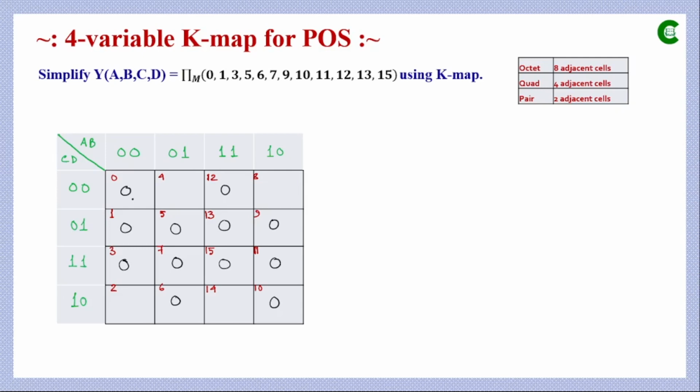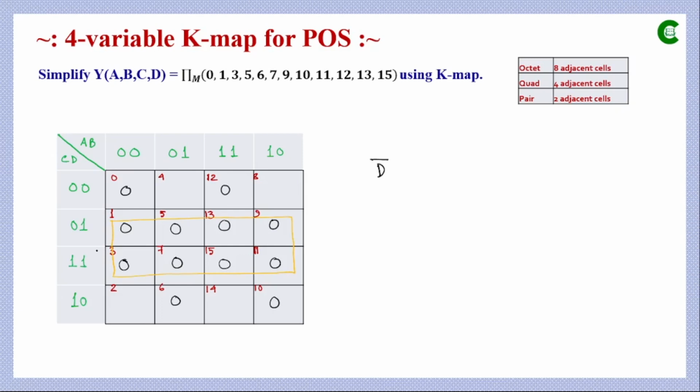And as we can see, these 8 cells are adjacent cells, so they can easily form an octet. When we evaluate based on this octet, here B is changing value and A is also changing value, so A and B both will be eliminated, and between these two cells C is changing value and D remains the same and that value is 1. And since this is based on POS, it will be D complement.